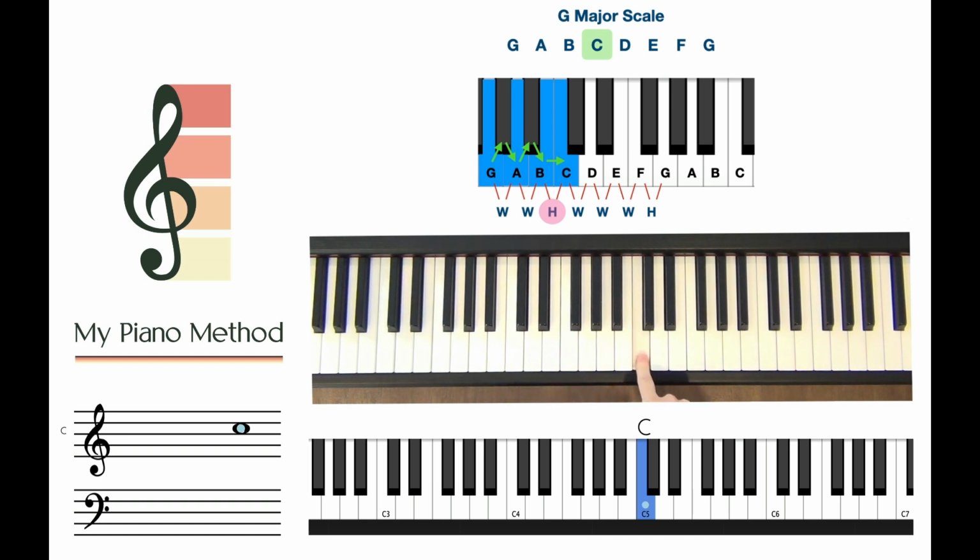So now we need to work out the D. Is the D sharpened or flattened? Well, the formula tells us to move up a whole step. 1, 2. So we land on this D and no, it is not sharpened and not flattened. So now we need to find the E. Our formula tells us we are moving up a whole step. 1, 2. So we land on this E and no, it is not sharpened or flattened.